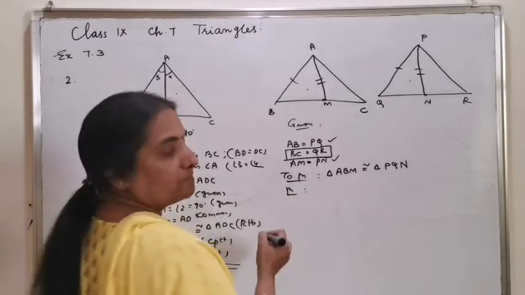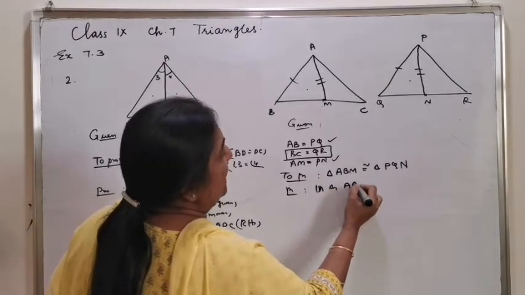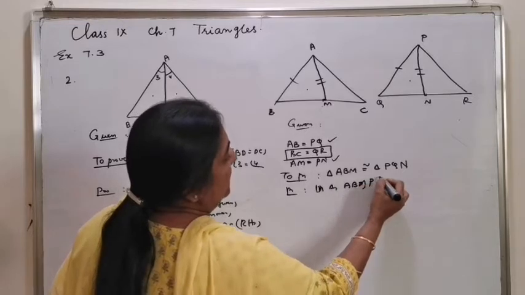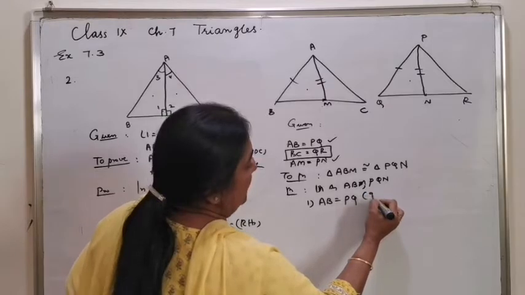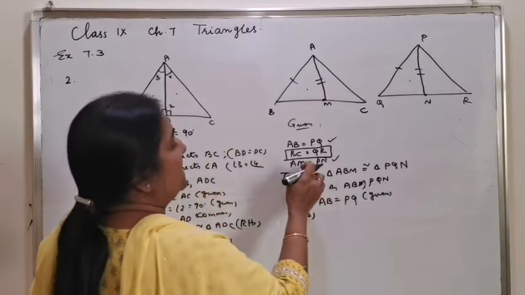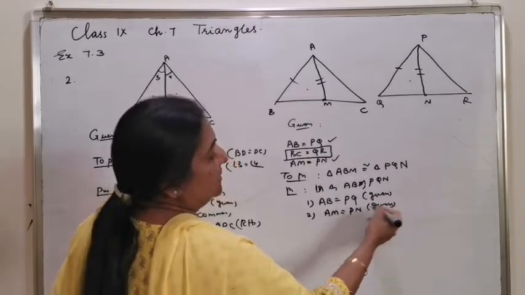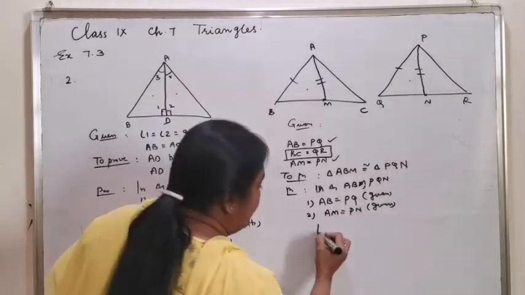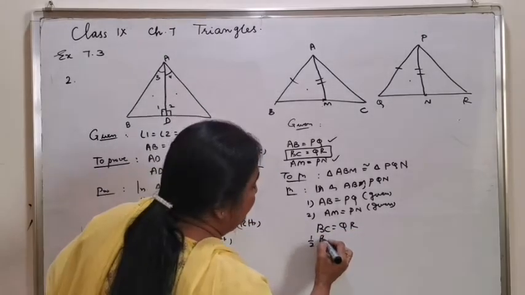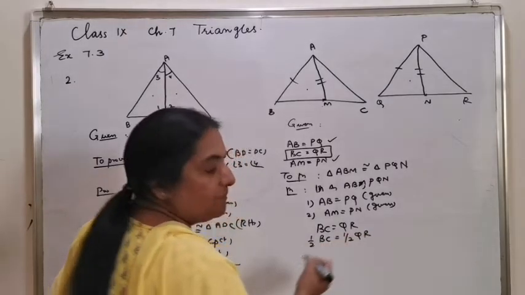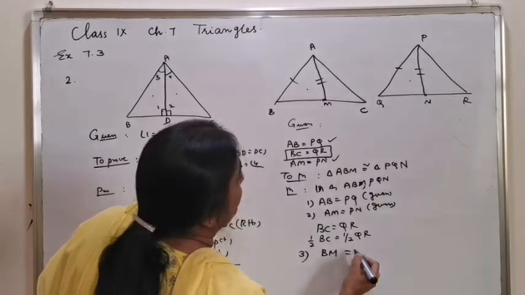Now, the proof. In triangles ABM and PQN, first condition, AB and PQ, which is given. The second condition, AM is equal to PN, also a given condition. For the third condition, take BC equal to QR. Immediately take half BC equal to half QR. How do you call half BC? As BM is equal to QN.